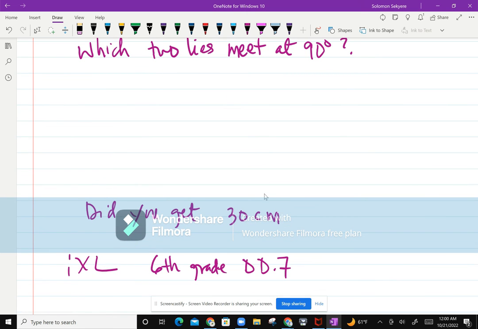Did you get 30? Since I changed it, that'll be yard squared. Did you put the 2 here? If you don't put it here, you got it wrong. Good? You got it now?